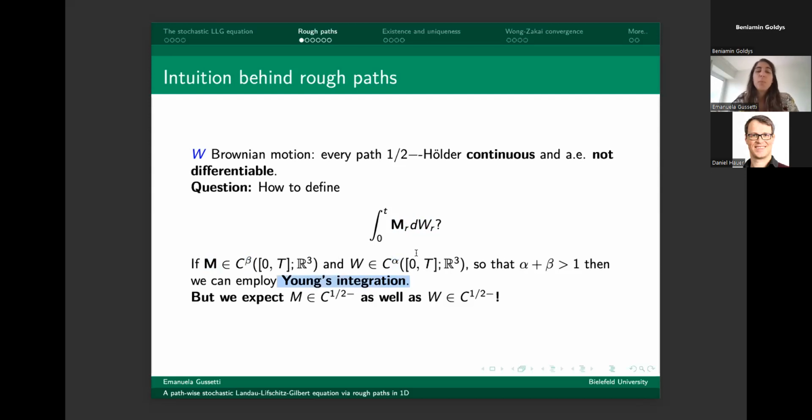But when we look at stochastic partial differential equations, we never expect the time regularity of the solution to be higher than the regularity of the noise. And therefore, we expect the solution to the LLG to be 1/2 minus Hölder continuous. And we know that Brownian motion is 1/2 minus Hölder continuous. So if we sum the two, we don't get something strictly bigger than 1, and so we cannot employ Young's integration.